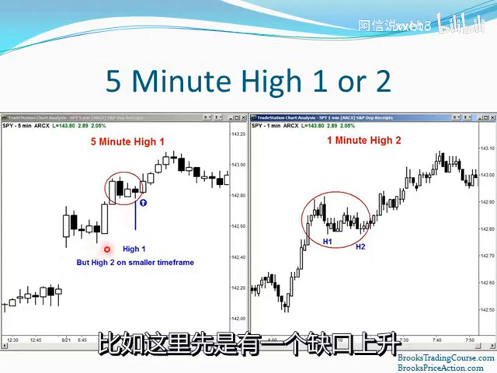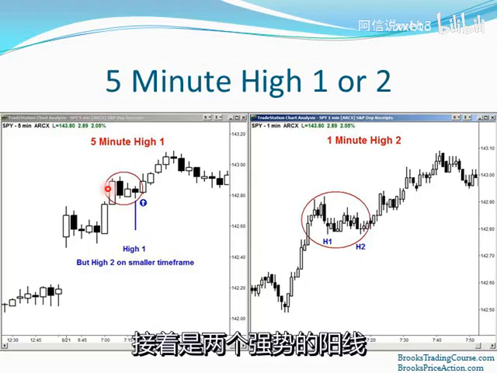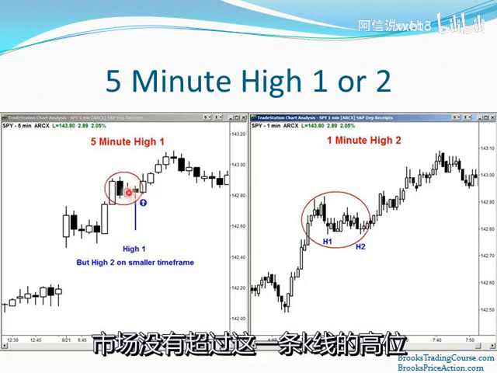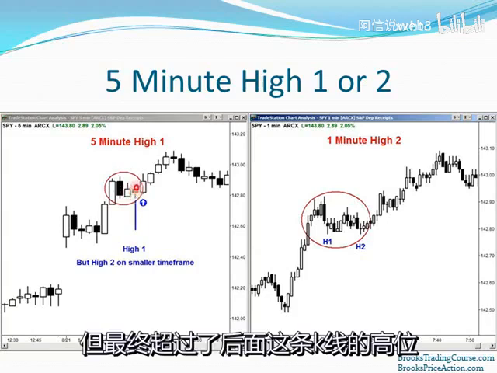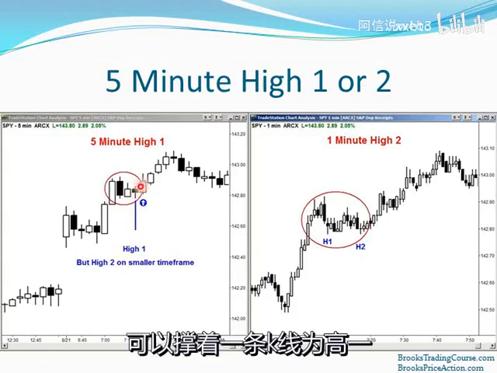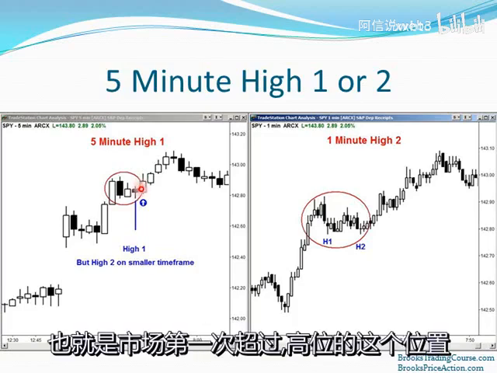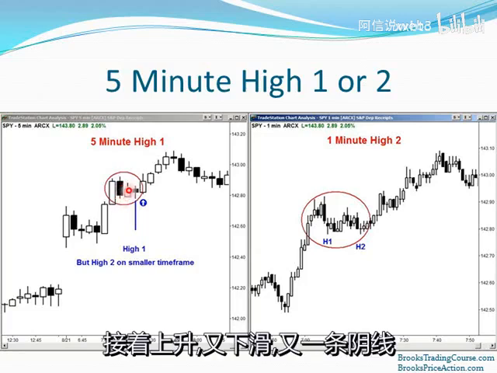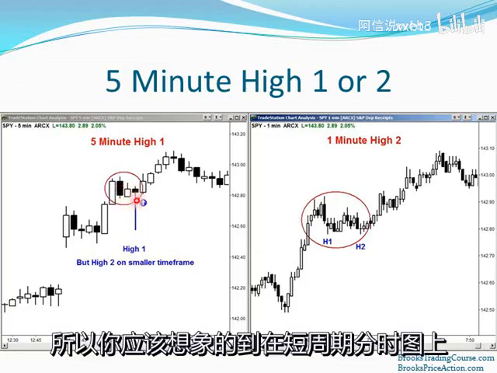So for example, we have a gap up and then 2 very strong bull bars, and we're starting to correct sideways. The market did not get above the high of this bar. It finally got above the high of this bar. You can call this a high 1 buy setup, the first time the market went above the high of the prior bar. But you can also say, wait a minute, it went down on this bar and then up here and then down again, another bear bar.